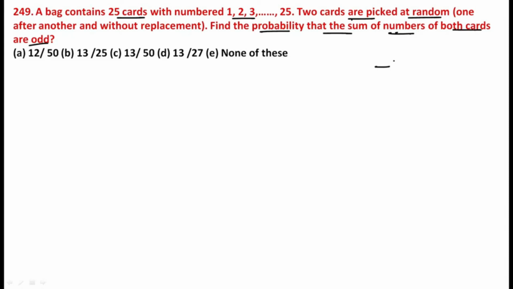See, where can we get the odd case? Even plus even is equal to even. Even plus odd, now see, concentrate: even plus odd is always odd. But odd plus odd is always even. Why? Because 1 plus 3 is equal to 4. So we have to verify these cases and identify what the probability is.